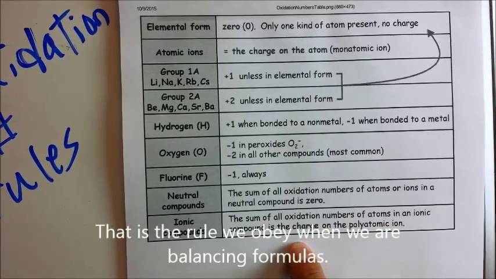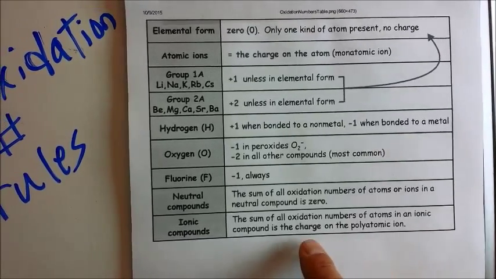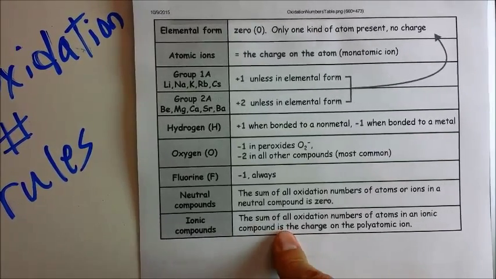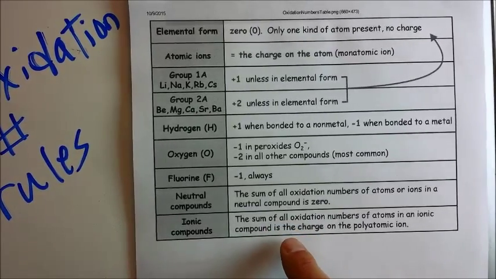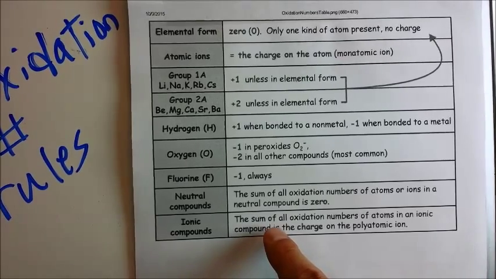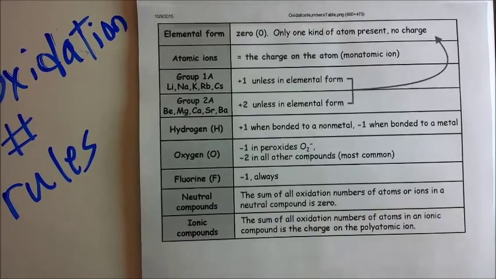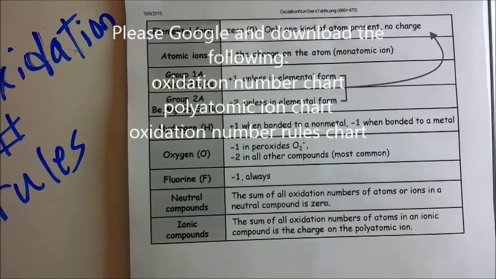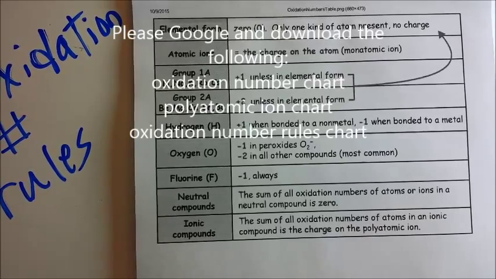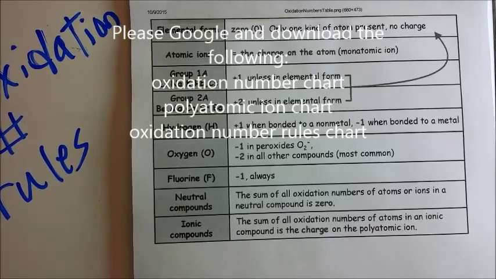Ionic compounds. The sum of all oxidation numbers of atoms in an ionic compound is the charge on the polyatomic. So all this means here is that if you see CO3 -2 carbonate, then you don't need to worry about trying to figure out the oxidation number on the carbon and the oxygen. Just know that the whole thing is -2. That is important. And I'll refer back to these as I go through some of my equation balancing. Download these off of the internet, please.